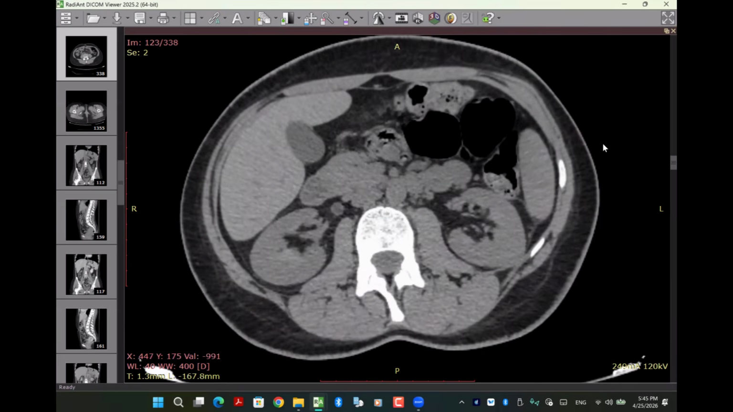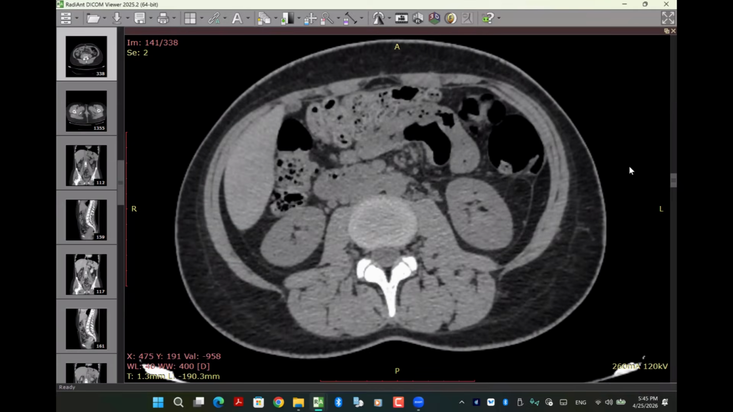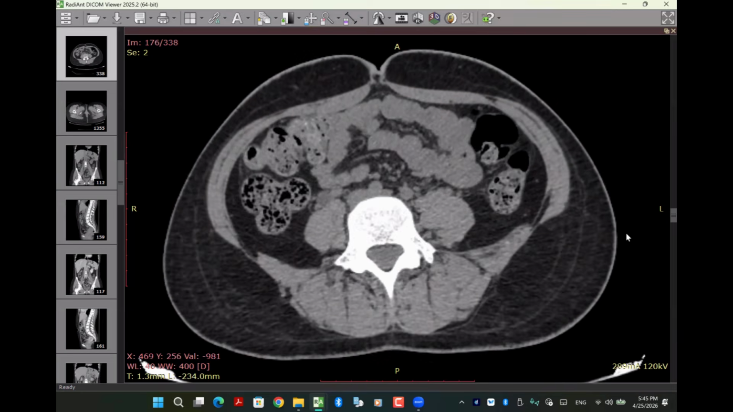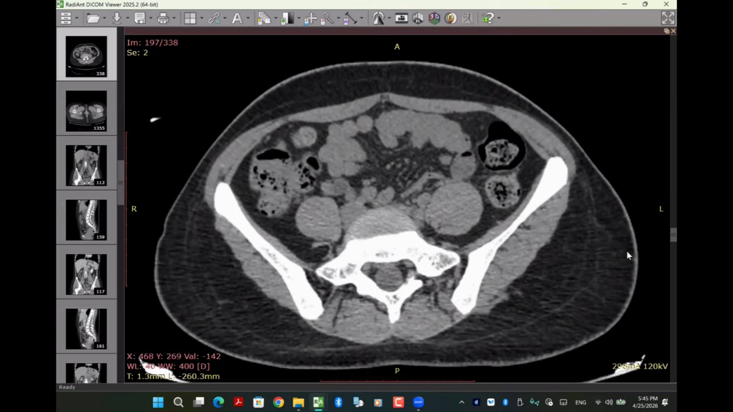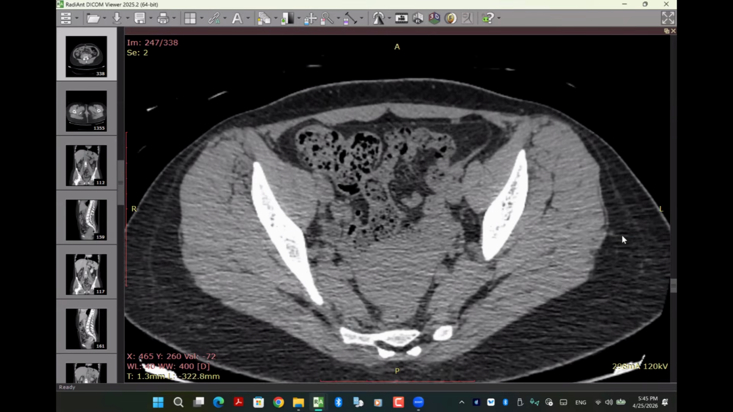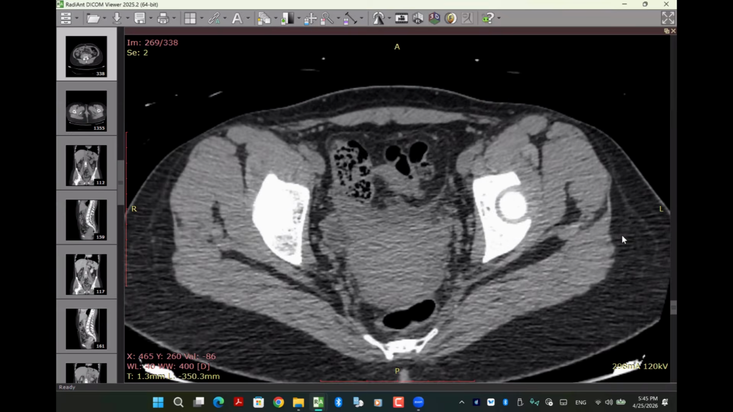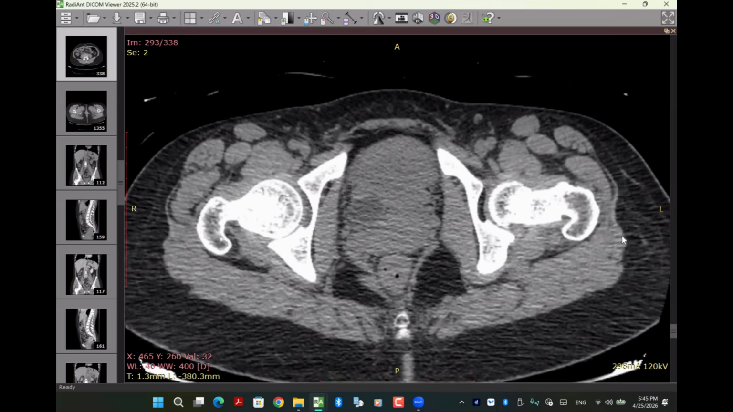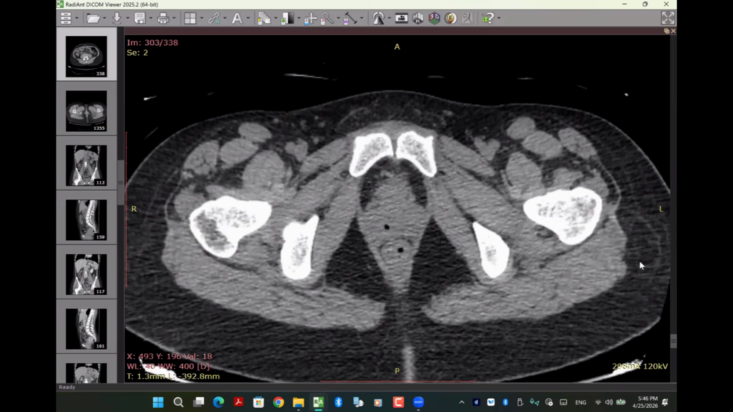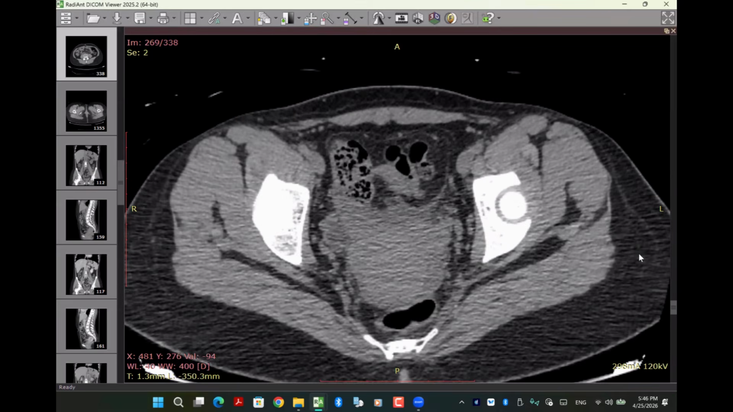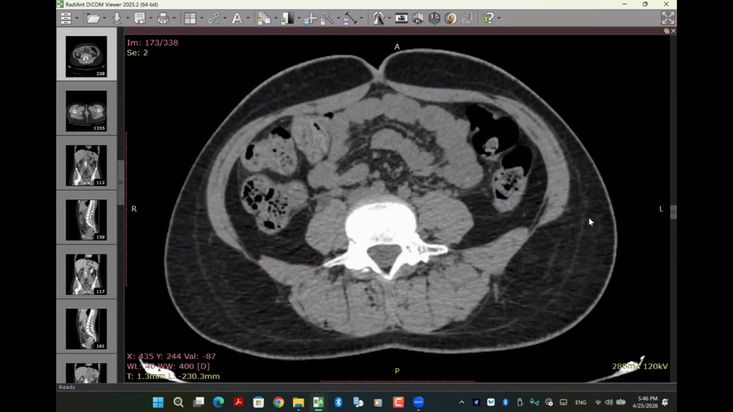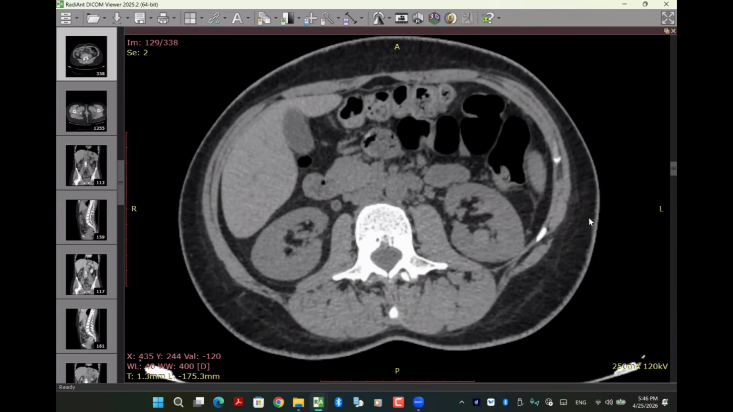So this is the CT scan, KUB. I will first scroll the images from top to bottom, then I will describe my findings. I am going inferiorly. So this is the female pelvis. Okay, I'm going back. And here I could not see the urinary bladder; it is likely collapsed.